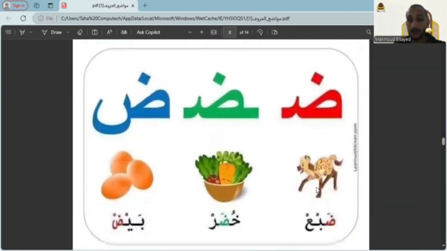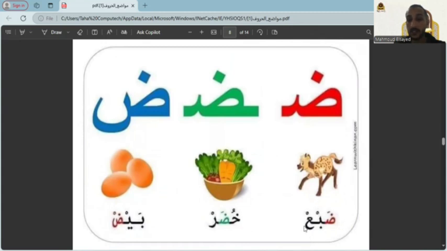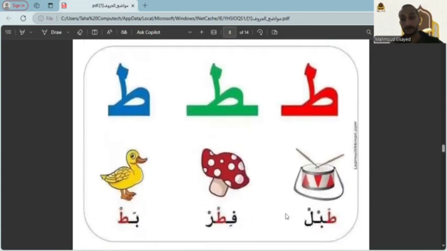Then moving on to the dad, as you can see, dabba. This is the beginning position, dabba. Khudr, which is the middle position. And then bayd, which is the end position, which in English means egg. Or it's an egg or eggs, depending on the number. So dabba, beginning, khudr, which, as I told you, is going to be the middle position here. And then we have bayd, where this is going to be the end position at the end of the word, as you can see.